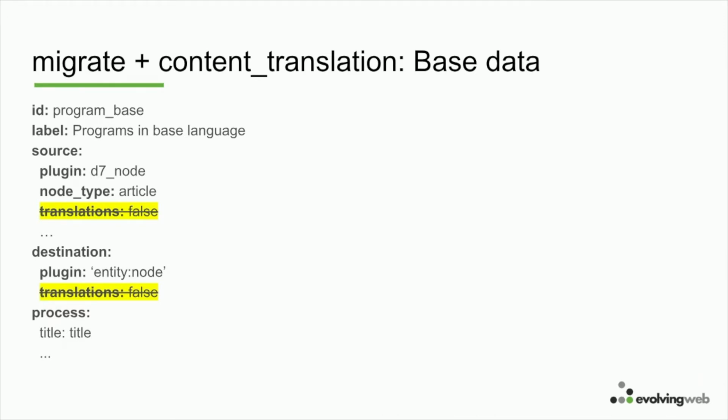So it will get the English data in my example, the German Shepherd Dog. And in destination also, you don't want to mention translations, or if you do want to mention it for some reason, mention it as false. So that will tell Drupal that we are migrating the base data and expecting it to create new nodes for every record, as opposed to creating translations for an existing node. Apart from that, everything remains the same. You just make this base data migration, and then you move on to another migration.